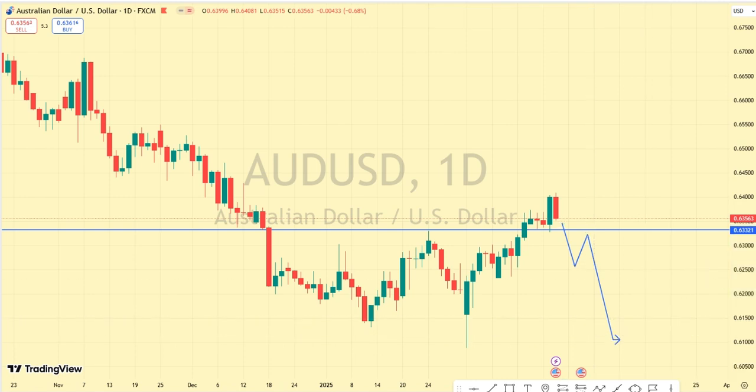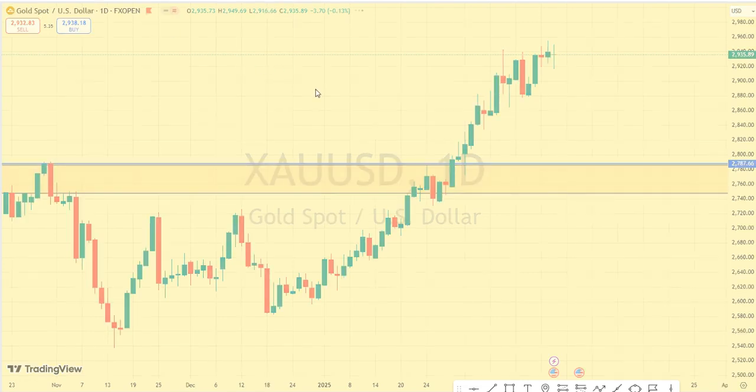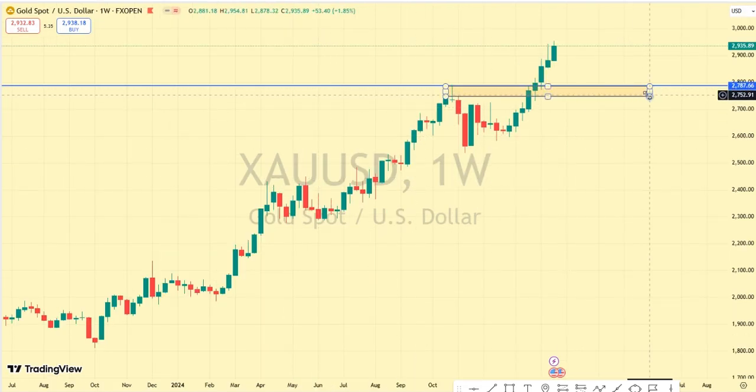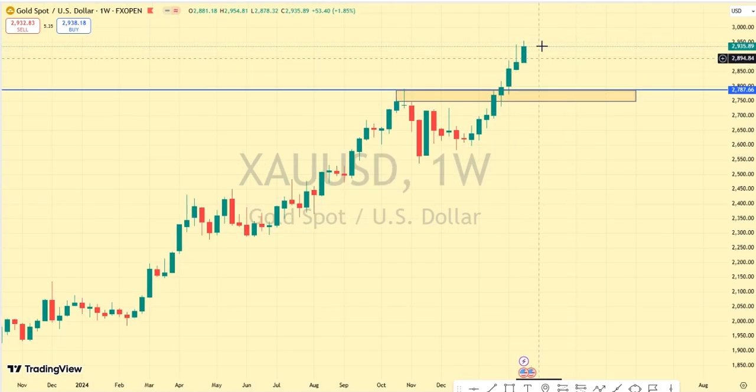So let's look at our next pair, which is the gold USD. Gold USD on my weekly chart still remains uptrend and price closed on the neutral ground on the gold USD. So long as price closes on the neutral ground on the gold USD, it will still remain uptrend this week. So all we have to do on the gold USD this week, we will continue to buy so long as price is telling us to continue to buy on the gold USD.